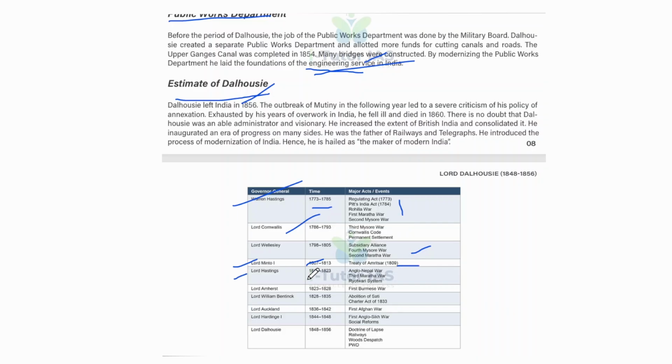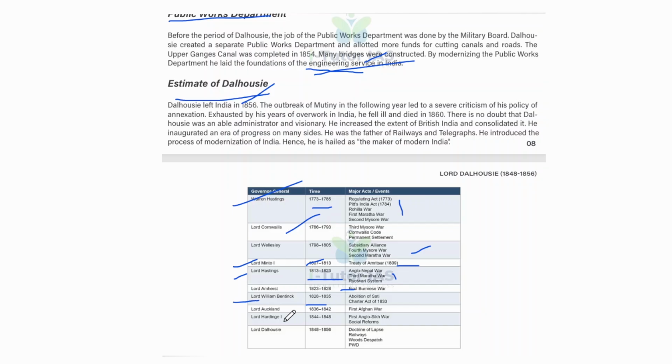And Lord Hastings, 1813 to 23, Anglo-Nepal War, Third Maratha War and Rayatwari system. And Lord Amherst, 1823 to 28, the First Burmese War. Lord William Bentinck, 1828 to 1835, abolition of Sati and Charter Act of 1833. And Lord Auckland, 1836 to 1842, and the First Afghan War.